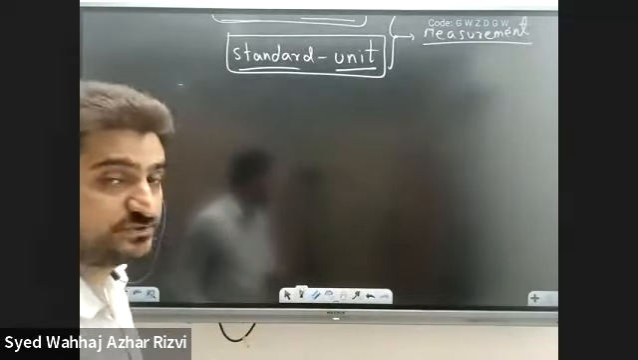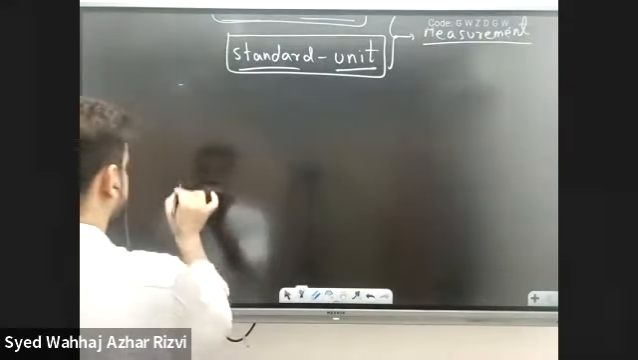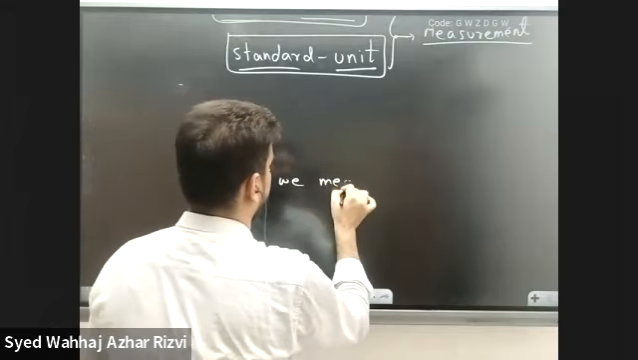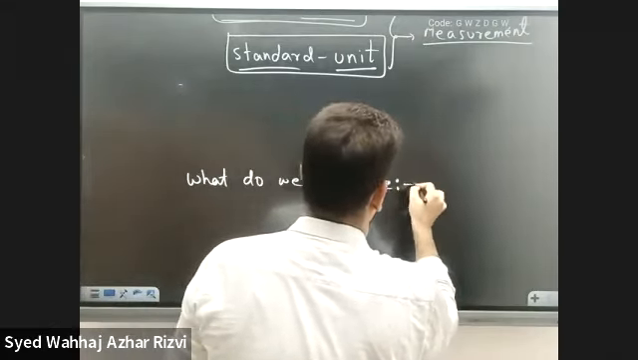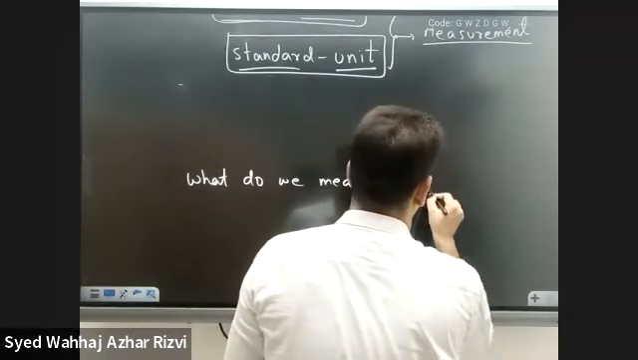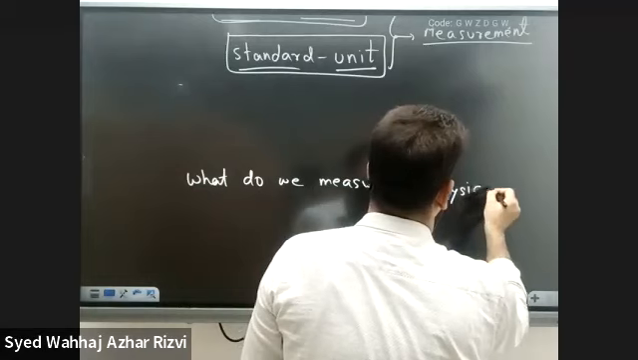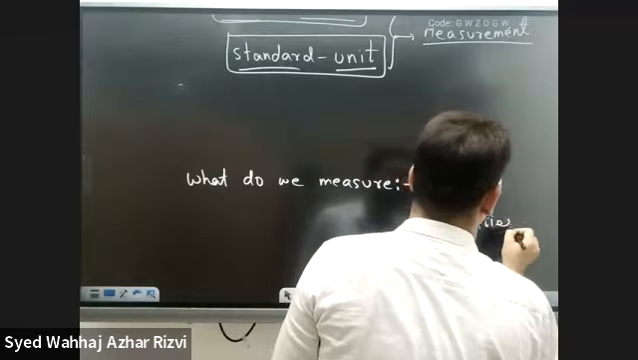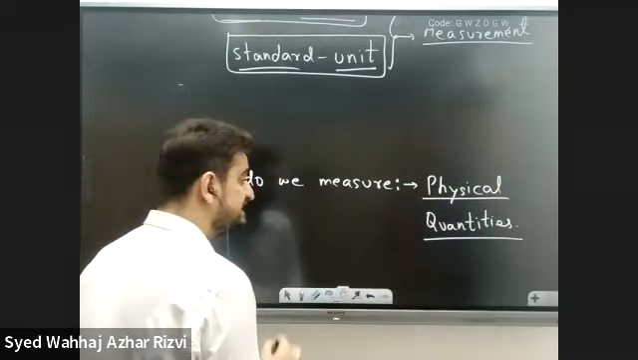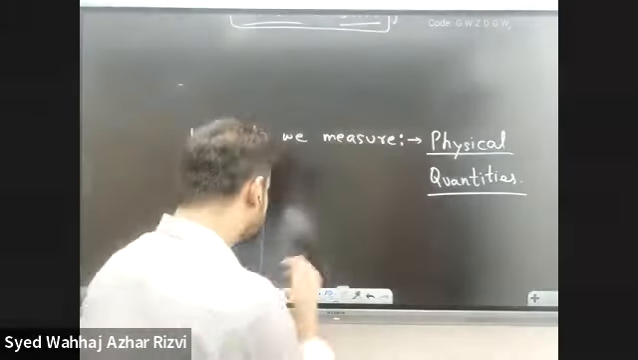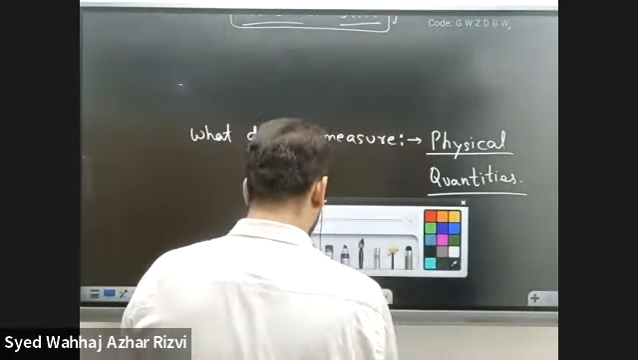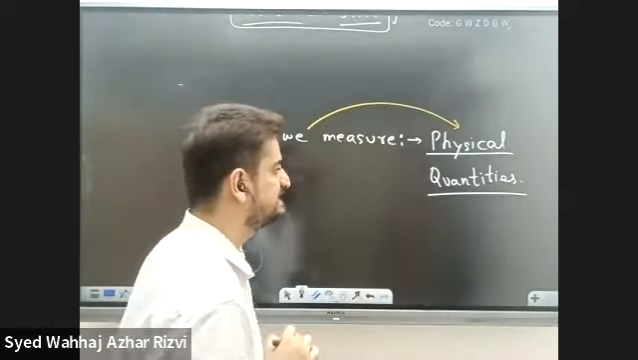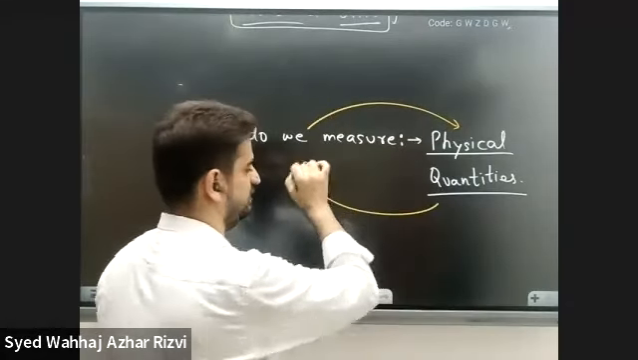So the first question that was also written on the board was, what do we measure? We measure physical quantities, right? What is a physical quantity? This is a circular definition. Whatever we measure is called a physical quantity, and a physical quantity is something that can be measured.